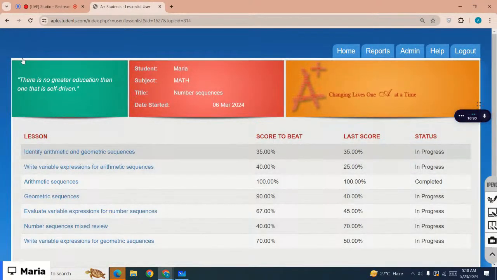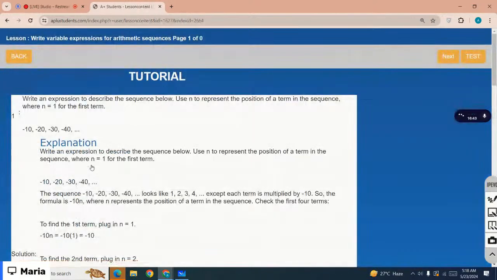The next lesson is write variable expressions for arithmetic sequences. Write an expression to describe the sequence below. Use n to represent the position of the term, where n equals 1 for the first term. So the sequence is -10, -20, -30, and -40. You have to use n, where n equals 1, right?